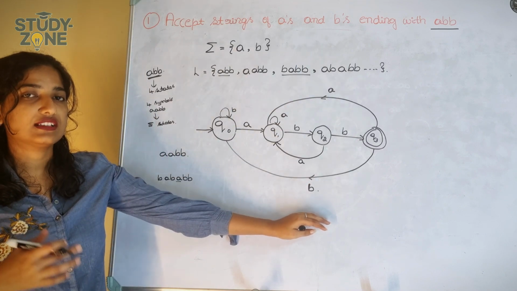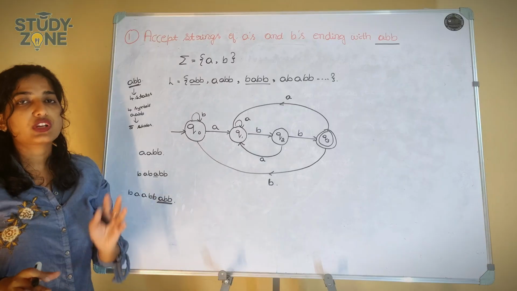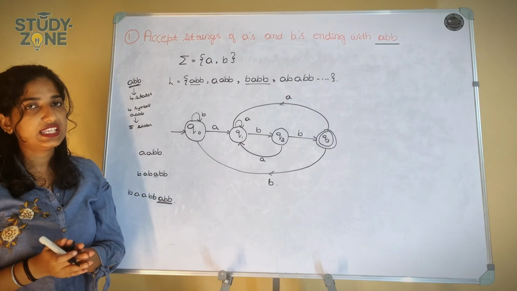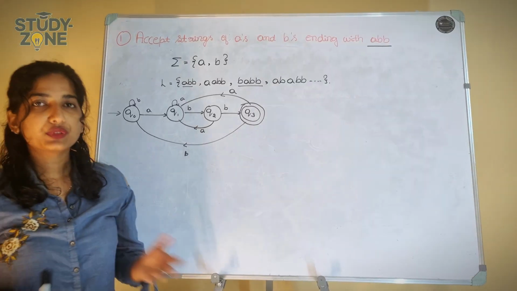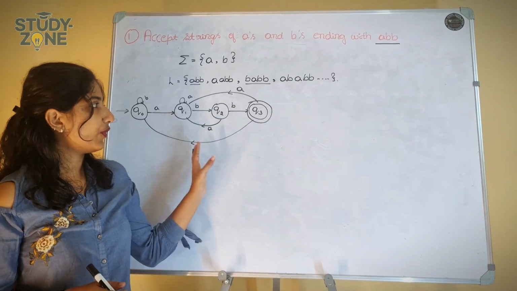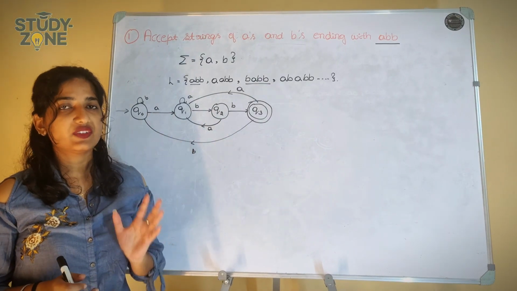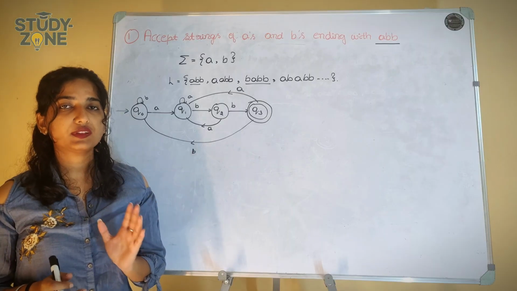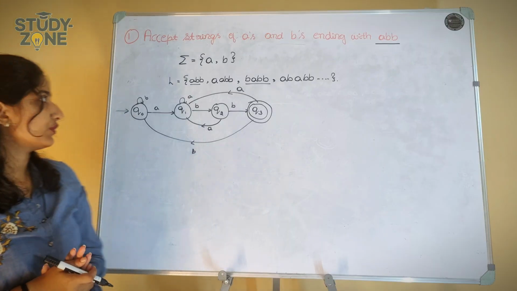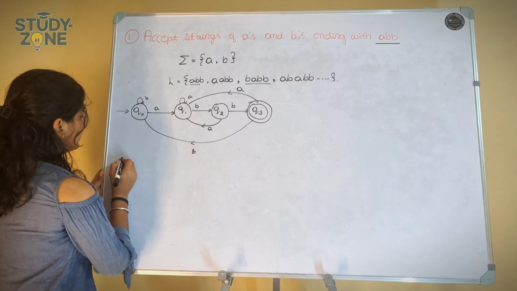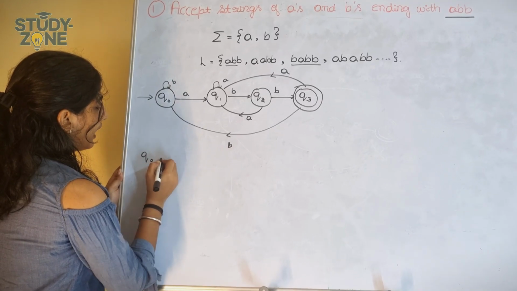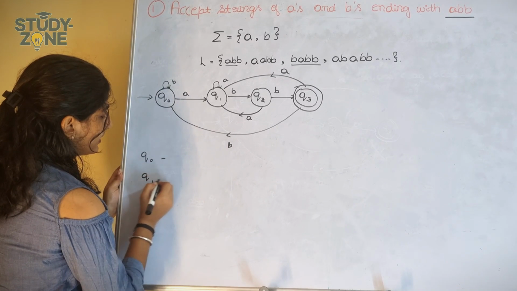Now I will tell you another method, so you can follow whichever step you feel is easy. The other method is, before writing the transition table, if we have a string ending with A, B, B, we have to define it like A, B, B. So we have 4 states, correct?